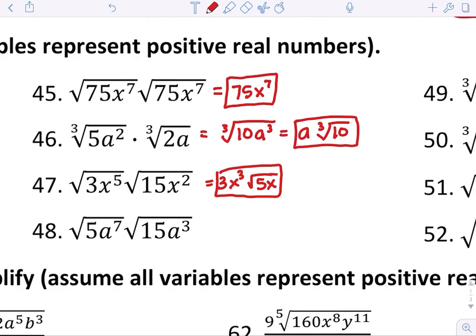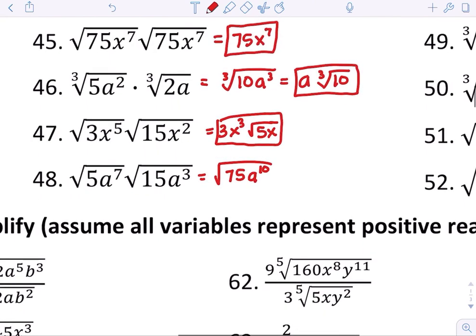Okay, 48. Both of them are square roots, so we can multiply square root of 15 times 5, which is 75, a to the 10th. So we get 25 times 3, 5 and 5. 5 and 5 is a pair, so we're going to get 5 square root of 3.